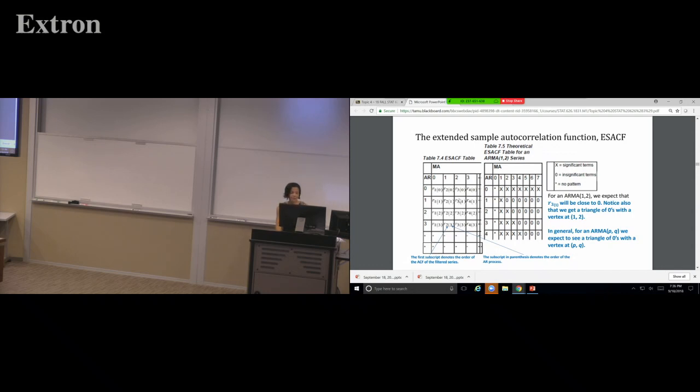So this whole idea of the notation for the extended sample autocorrelation function, the R's, don't get bogged down there, okay? Go to the probability table. That's where you're really looking. You're looking for the vertex of the right triangles. There will be, in reality, when you're doing real data, more than one right triangle of non-significant values. So that's going to guide us to tentative models to then further examine.